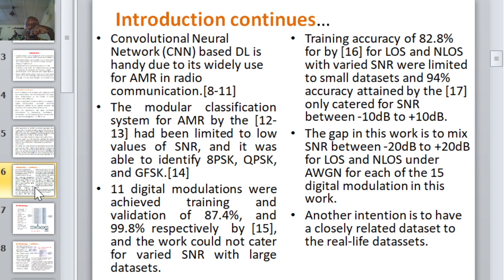And this has enabled us to identify a gap. In our work, we make the signal-to-noise ratio between -20 decibel to +20 decibel for both line of sight and non-line of sight under additive white Gaussian noise. We did this for 15 different modulations that are frequently used in the majority of our communication standards. Another intention is to have a data set closely related to a real-life data set, and this is for real-life application.